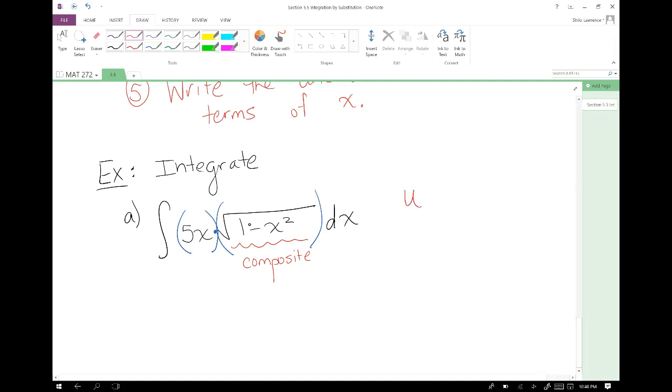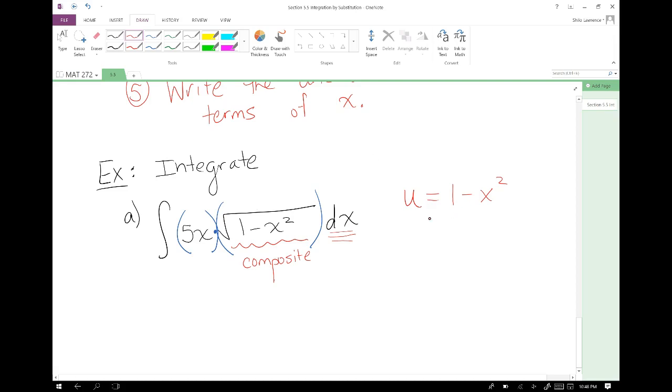So we want to replace the inside of the composite with u. So we're going to say u equals 1 minus x squared, the inside of our composite function. And then we need to find a replacement for dx, because this is the first step on our way to rewriting this integral in terms of u.